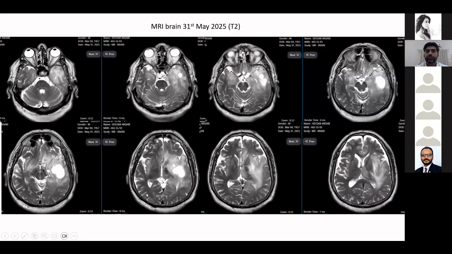So this is the initial pre-op scan, and over here we can see on T2 images there's a T2 hyperintensity. Now we have the radiologists with us. Dr. Shumaila, Dr. Shayan, if you kindly comment on all the cases. Thank you.